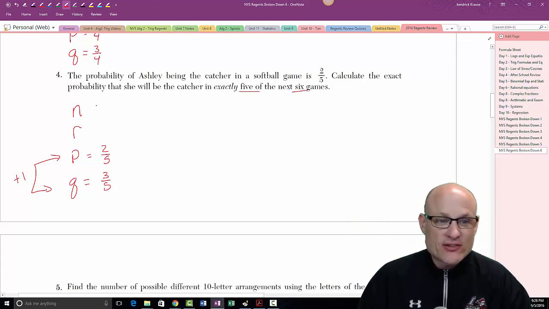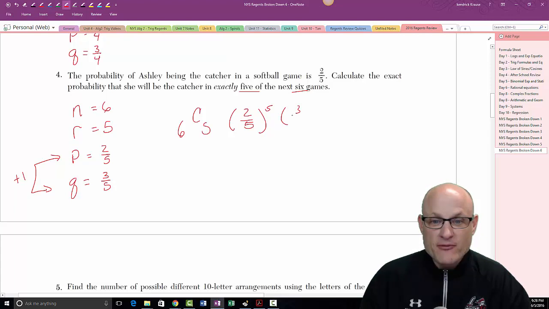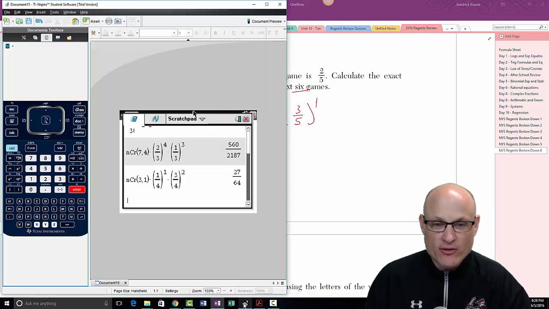5 of the next 6 games. So we're going to have 6 games, and we want her to be the catcher in exactly 5 of them. So we're going to do 6 choose 5. We want her to be a catcher in 5, so 2/5 to the 5th, and 3/5 to the 1, since there's only one game. Remember, the exponents have to add up to 6, or whatever n is.